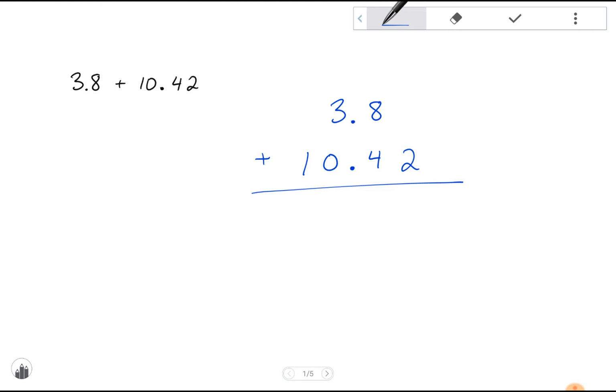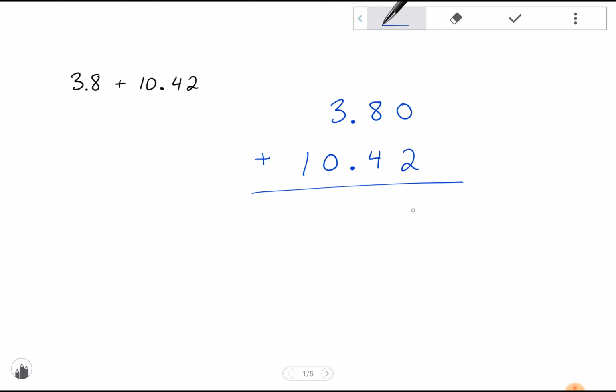So here, 3.80 is the same number as 3.8. You could put another 0 here, another 0 here if you wanted to. It doesn't make the value any larger or smaller. It'll make it perhaps a little easier to perform this addition. So let's start from the right.